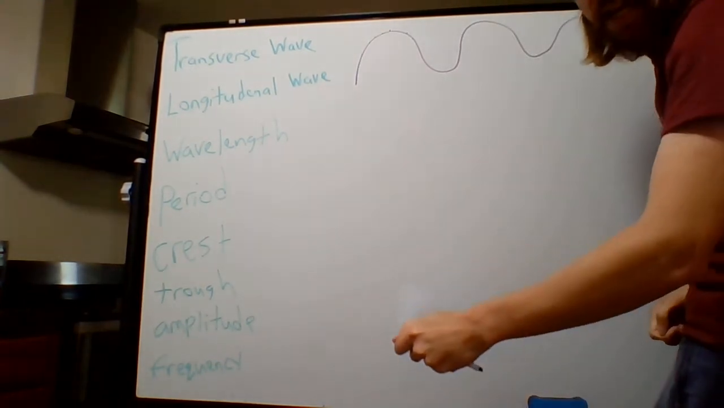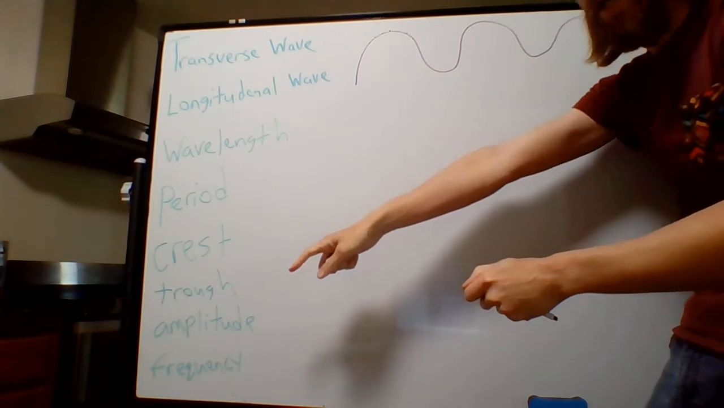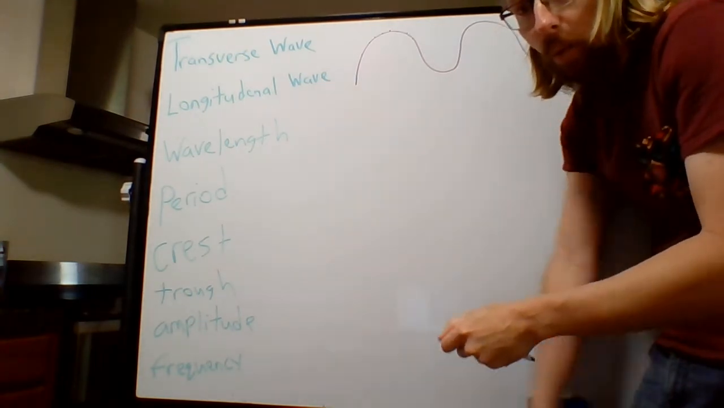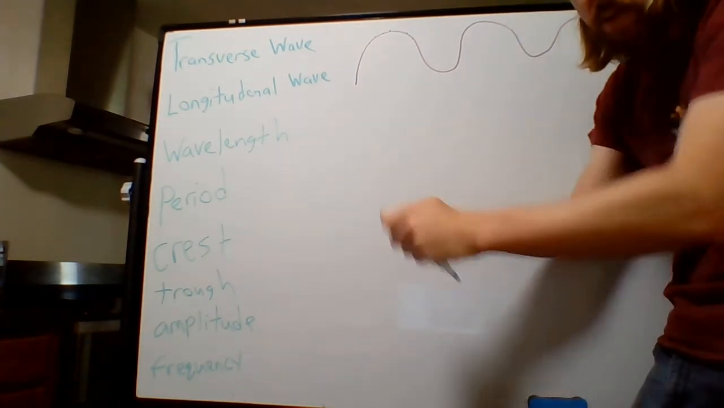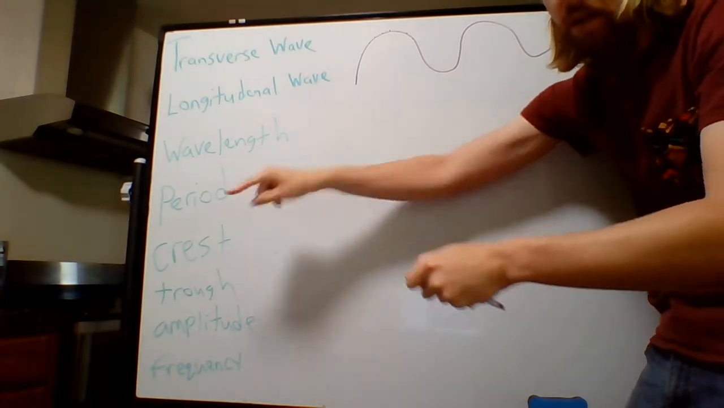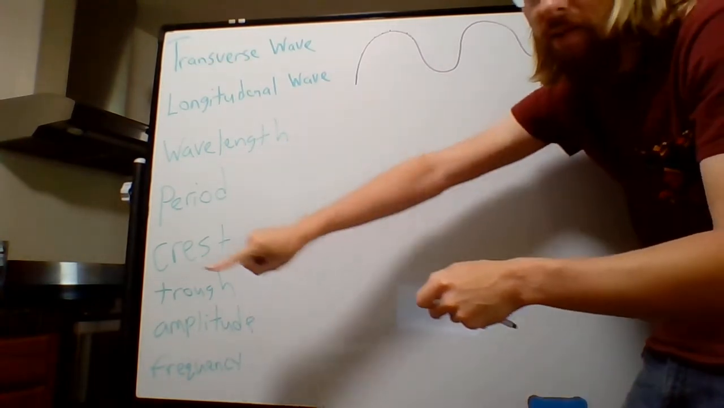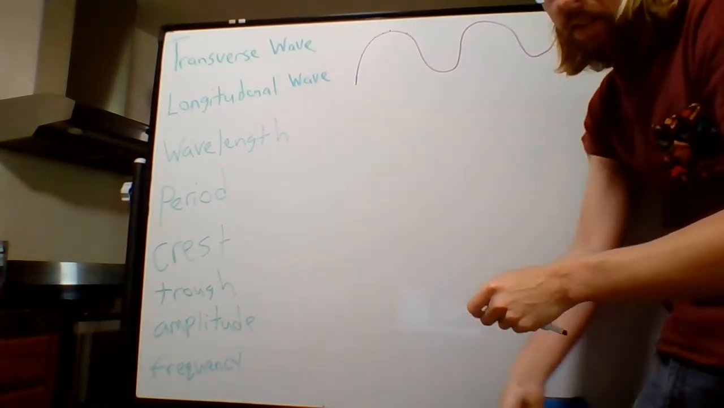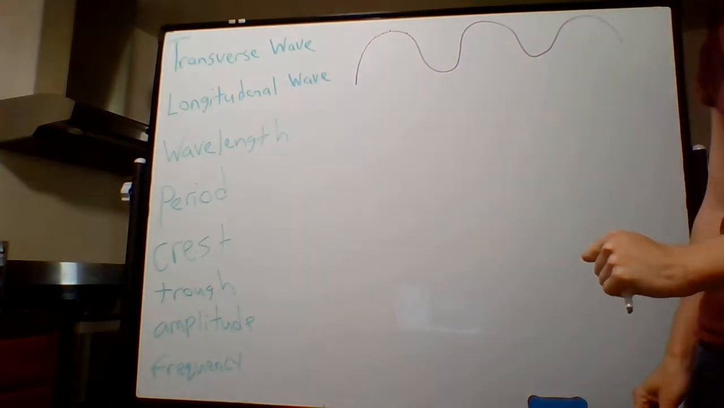It's just like taking a rope and tying it to a doorknob, and you swing the rope up and down, and it makes those humps. And those humps, the waves, travel to the doorknob. That's an example of a transverse wave.